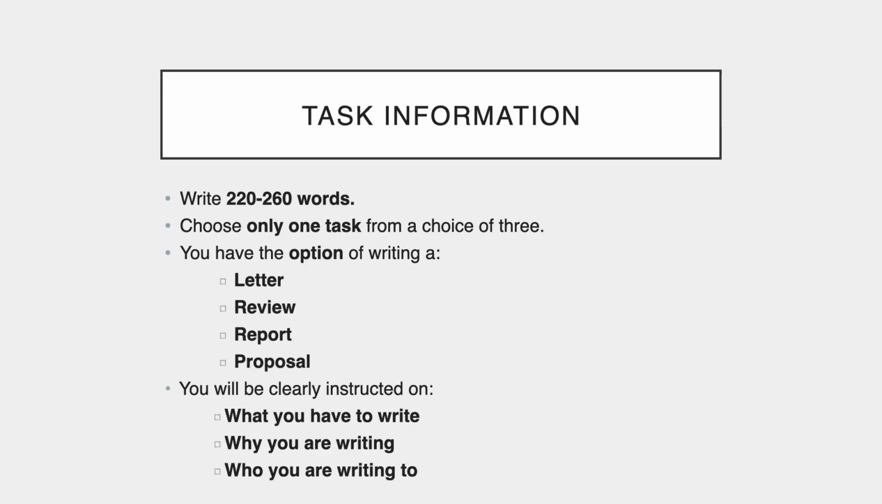Task information. Just like in Writing Part 1, the word limit is between 220 and 260 words. Choose only one task from a choice of 3. Here you have the option of writing a letter, a review, a report, or a proposal. In the same way as Part 1, the Part 2 question will inform you what you have to write, why you are writing, and who you are writing to.